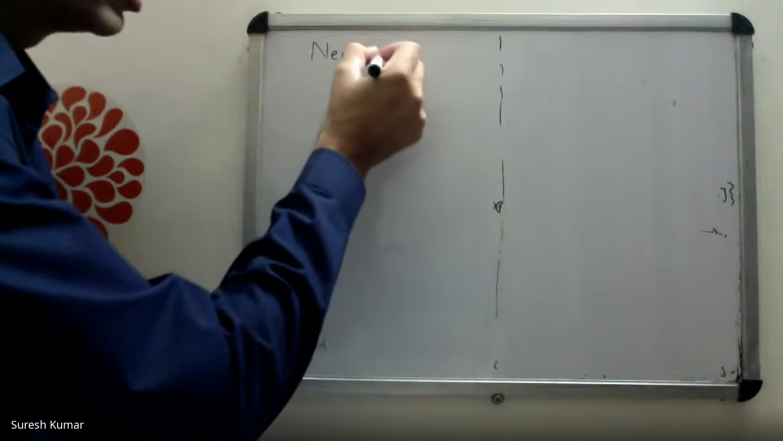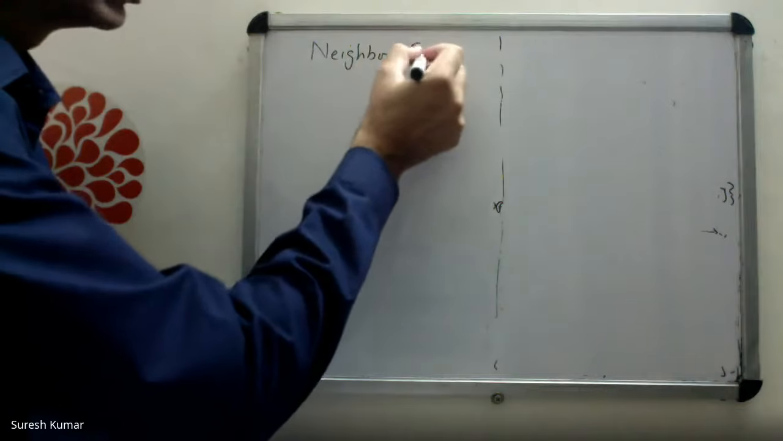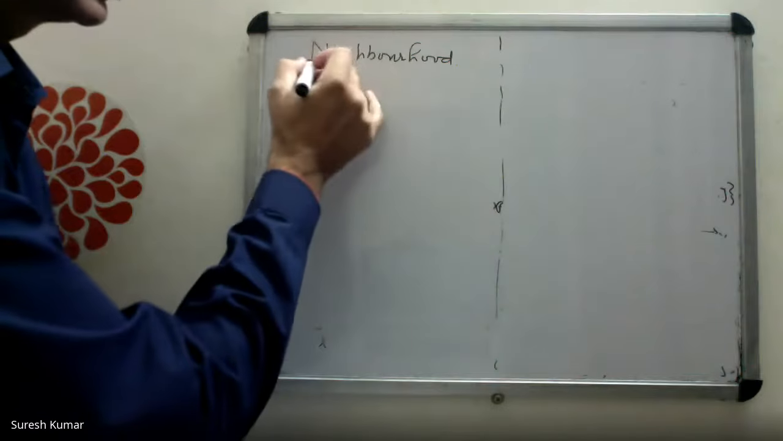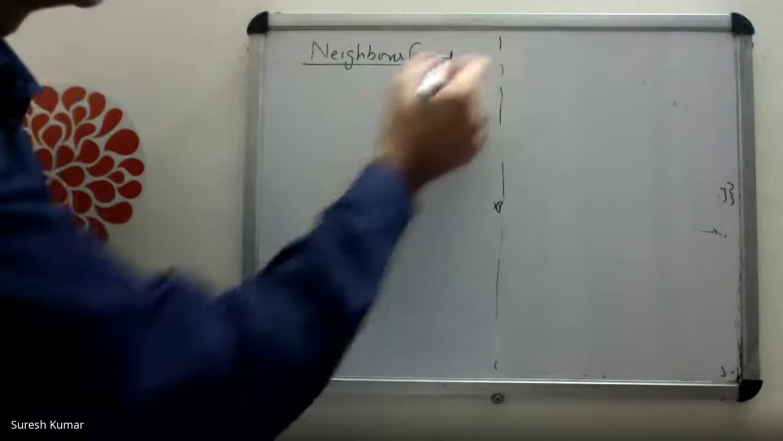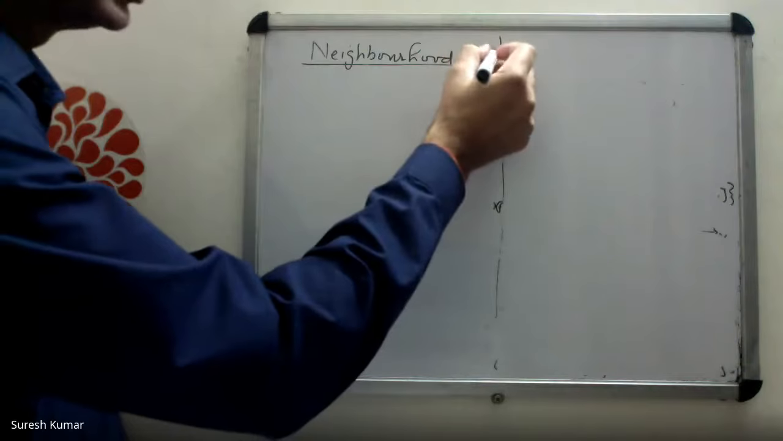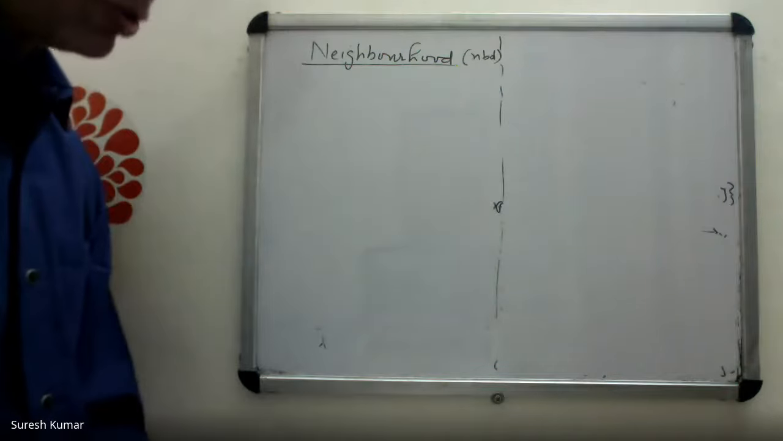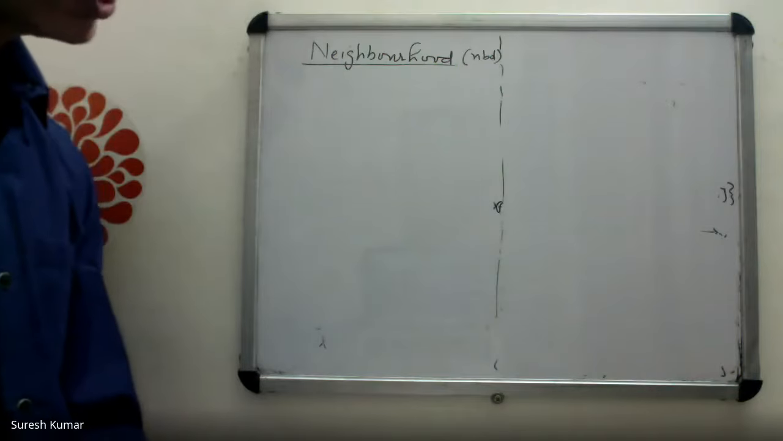Now, the next thing that I want to discuss is neighborhood. This is very important. Shortcut I will use NBD. The concept of neighborhood is very important to understand the concept of limit, continuity, etc. Okay, so see what is neighborhood.